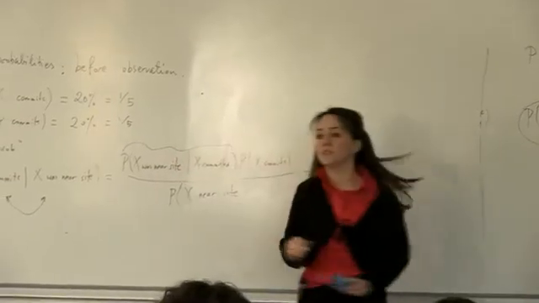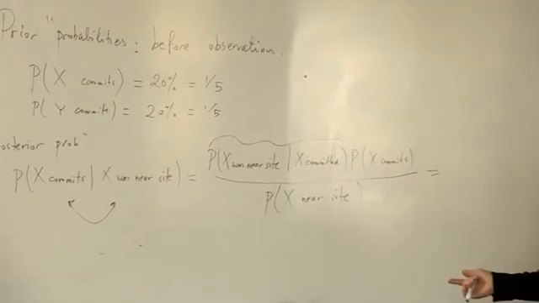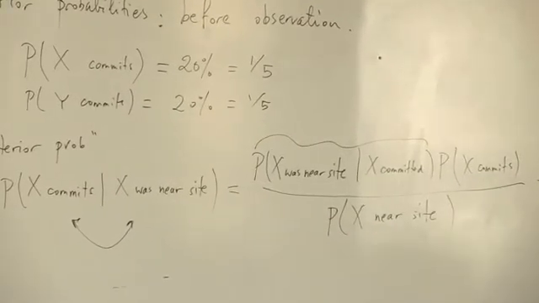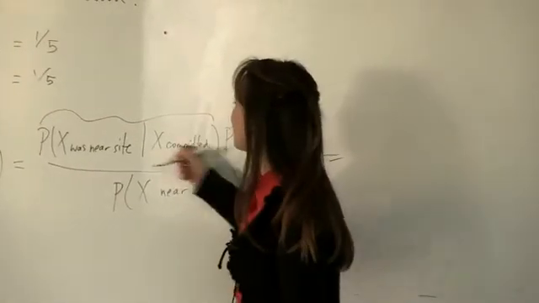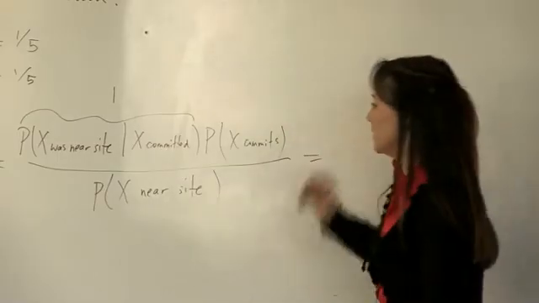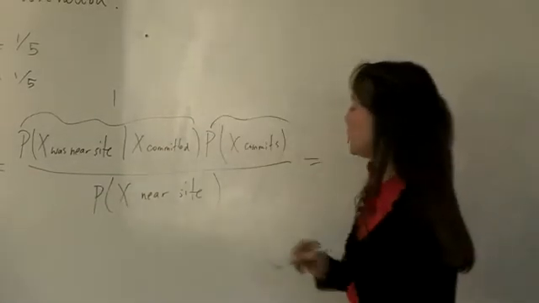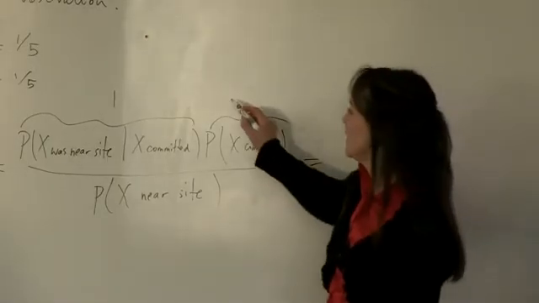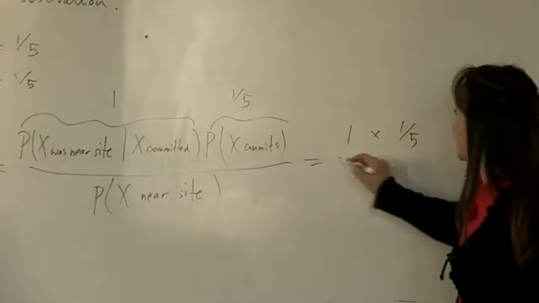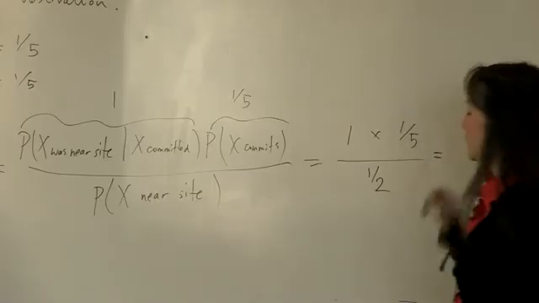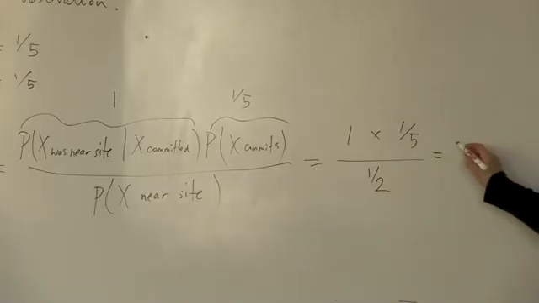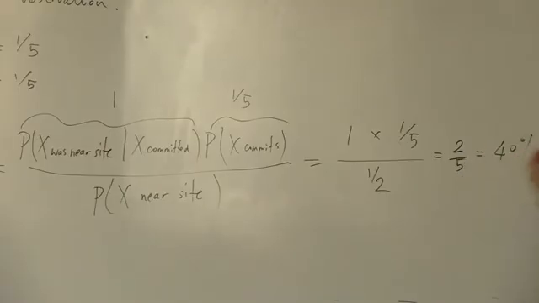The probability that X was near the site, given that he committed this crime. What is that probability? That's 1, right? Because he has to be near the site if he commits it. Let's be simple-minded. Given that he commits the crime, he was near the site. That's 1. What is the prior probability that X commits this crime? 1/5. What is the probability that X is near this site in general? 1/2. So what is the posterior probability? 2/5, which is 40%. So the investigation increased our suspicion that X is the criminal.